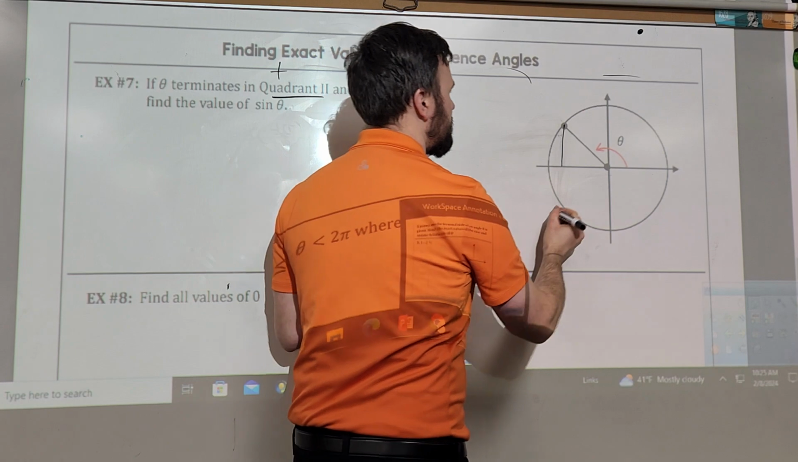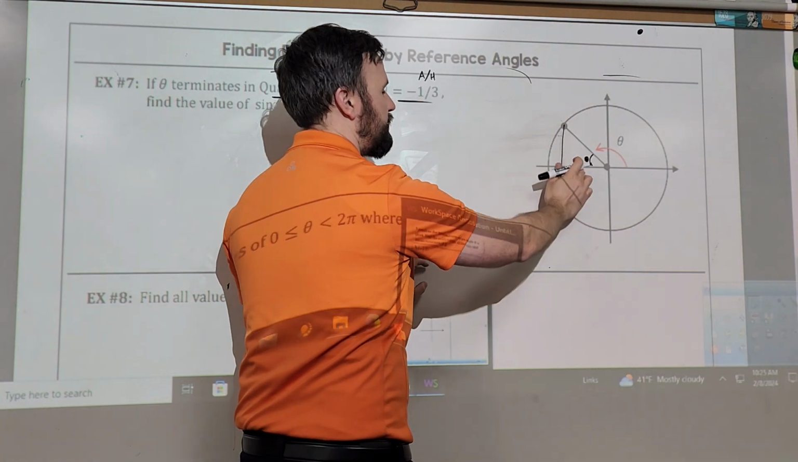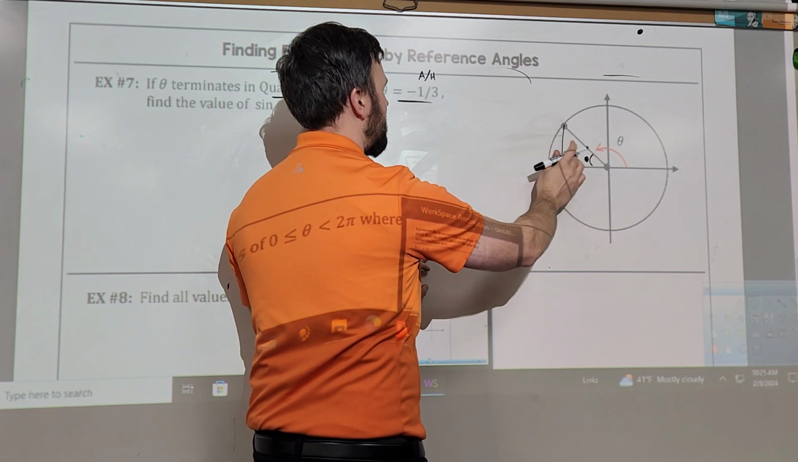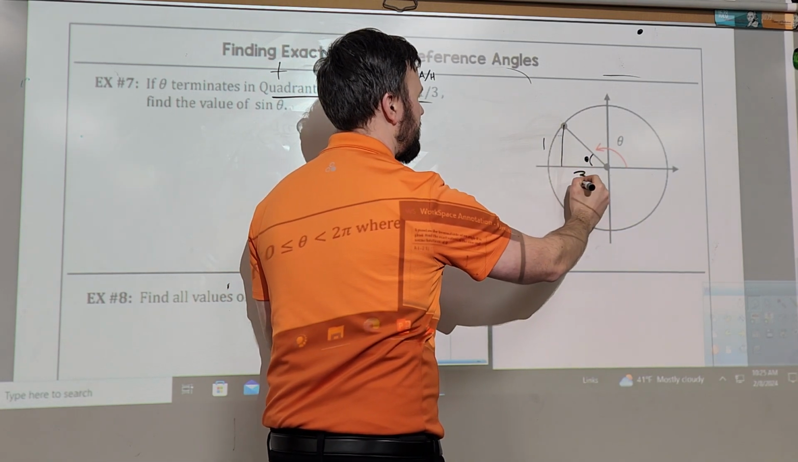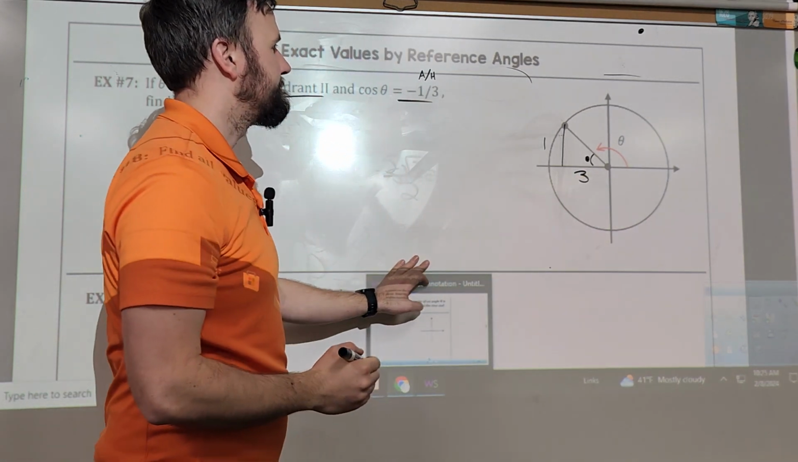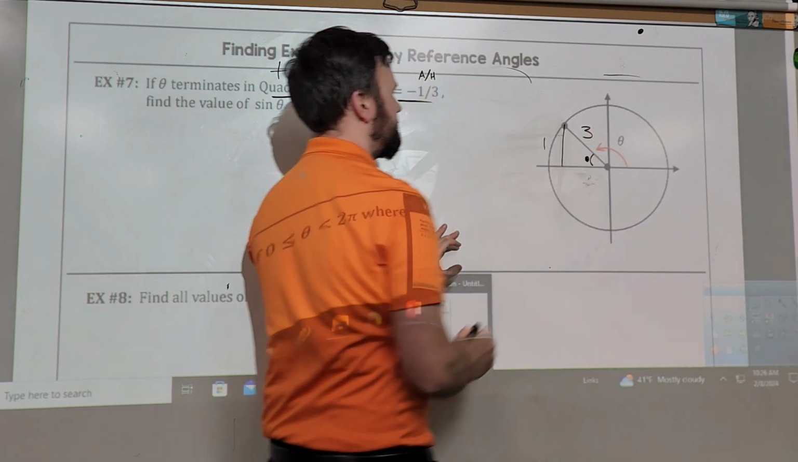Isn't cosine a over h? So can I use, these are going to be the same value. So can I look at this and label this as 1 and 3? Oh, wait. 1 and 3.